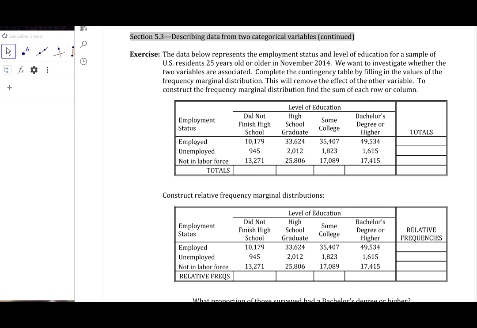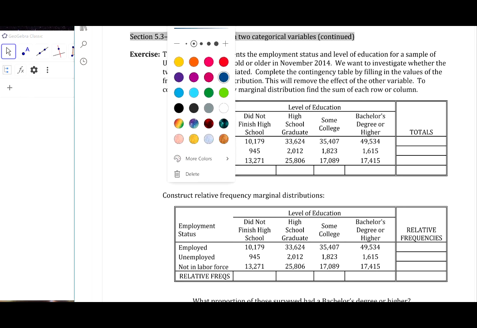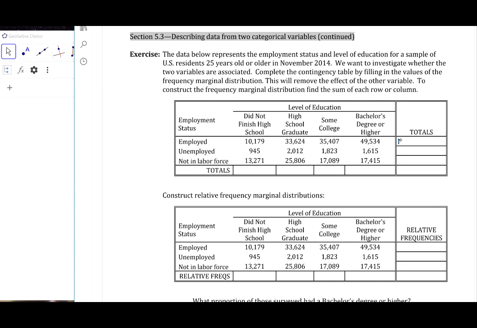For example, for the row of employed, we would add the 10,179 who did not finish high school to the 33,624 who are high school graduates, to the 35,407 who have some college, and finally the 49,534 who have a bachelor's degree or higher. When we add all of those together, we get a sum of 128,744. And you can keep doing that for all of the rows and all of the columns.